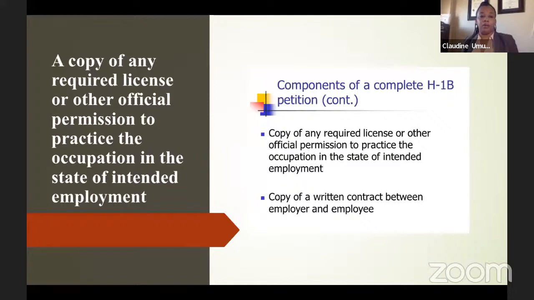Now, if you are being employed as a physician, if you are being employed as an attorney, if you're being employed as a nurse, if you are being employed in any field that requires a license, you have to show that you have obtained the license or you are eligible and you have sat for the license, and the license will be ready before you start your position, before your H-1B is approved and you start working.